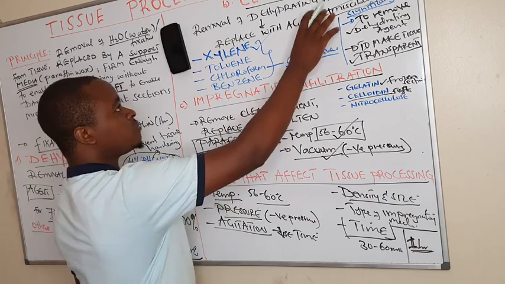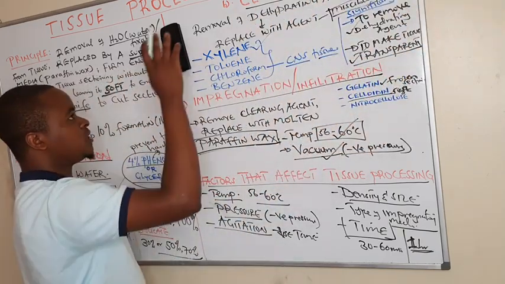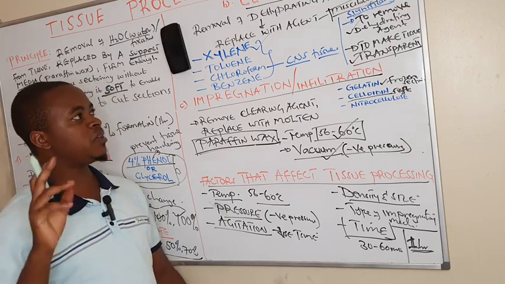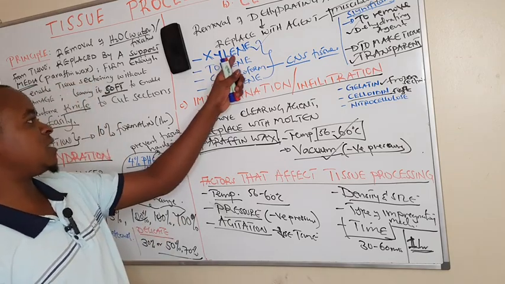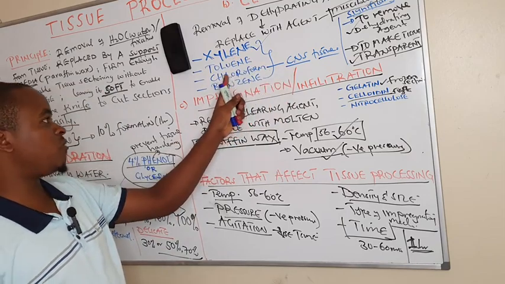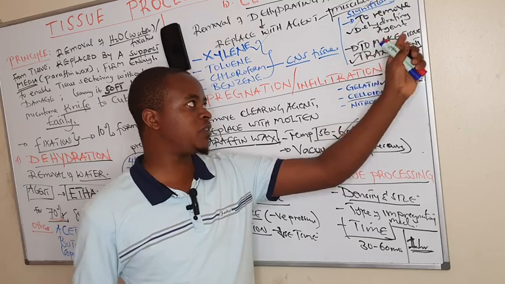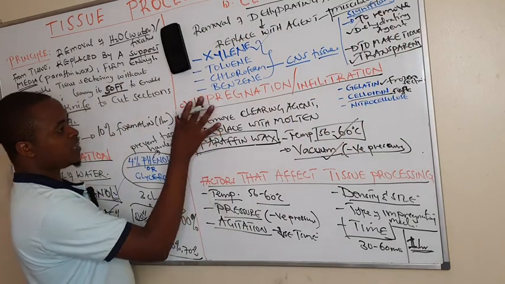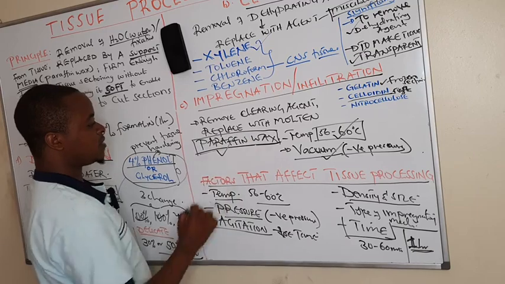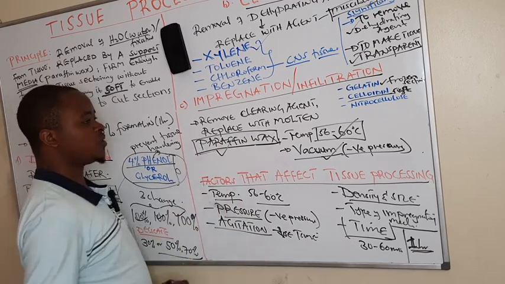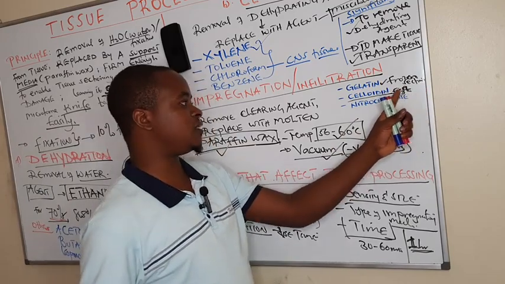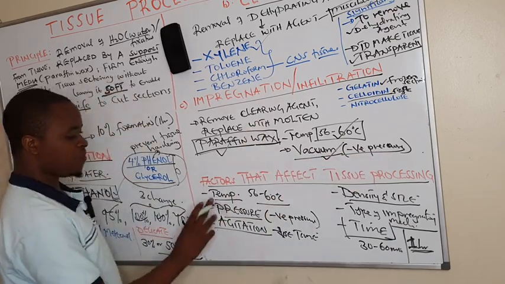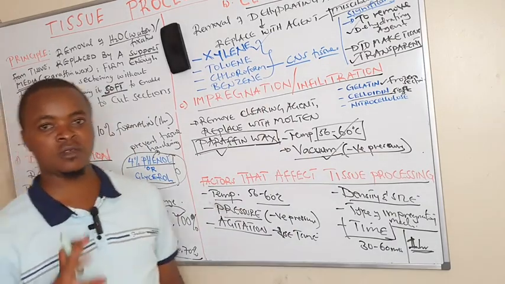Then we have seen clearing, what we call dealcoholization, whereby we are replacing a dehydrating agent with an agent miscible, or soluble, with paraffin wax, and the majorly used is xylene, and for CNS it is chloroform. And we have seen the significance is to remove the dehydrating agent and make the tissue transparent. Then lastly, we have seen impregnation, where we are using paraffin wax, the most commonly used, and sometimes for frozen sections gelatin, this one for soft tissues. And temperatures we have seen and the vacuum. Then we ended up with the factors that affect tissue processing.